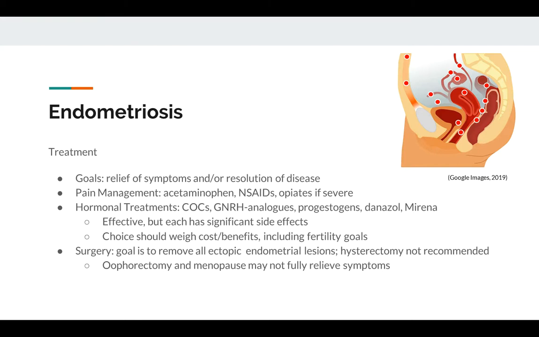There is initial pain management with over-the-counters, and opiates can be prescribed if the pain is severe. Hormonal treatments have a good efficacy, but some of these women will hope to become pregnant, and so that may not be the preferred approach for those women, and this is something that needs to be pursued on an individual basis. Surgery can be performed to remove ectopic lesions as well as adhesions, but a hysterectomy and an oophorectomy do not necessarily eliminate symptoms for all women.